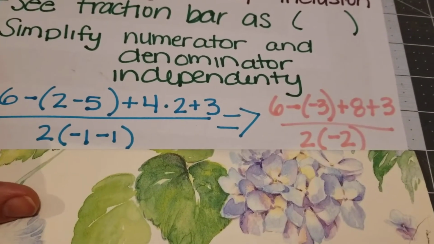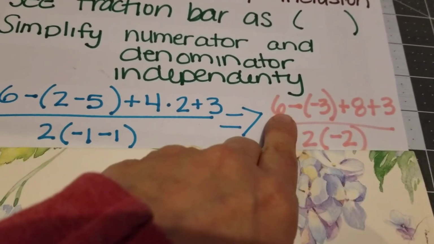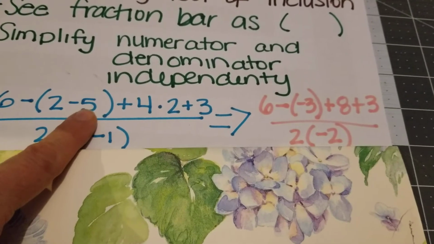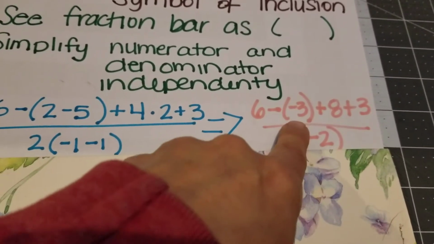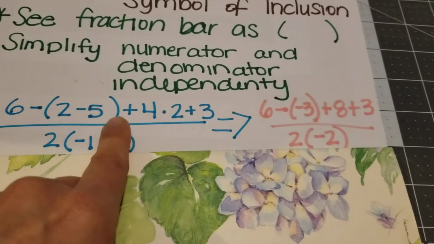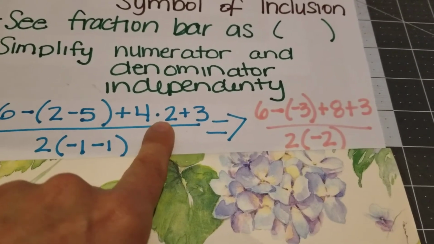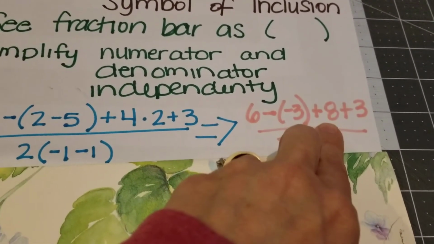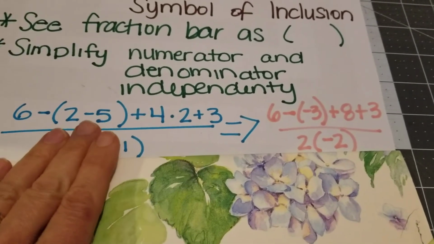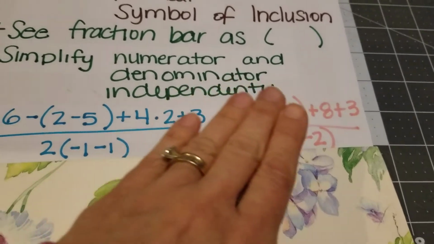Okay, so if we look on over, we have 6 minus, and I just wrote that over here, 6 minus. Then we have 2 minus 5. Now we recall that 2 minus 5 is negative 3. Plus, I wrote a plus, 4 times 2. 4 times 2 is 8. And then plus 3 at the end. So I went through, I did my parentheses, I did my multiplication. They don't have any impact on each other right now, and I wrote it down.